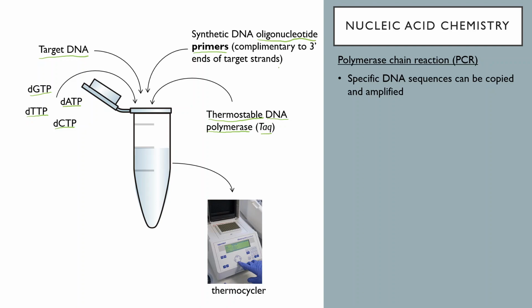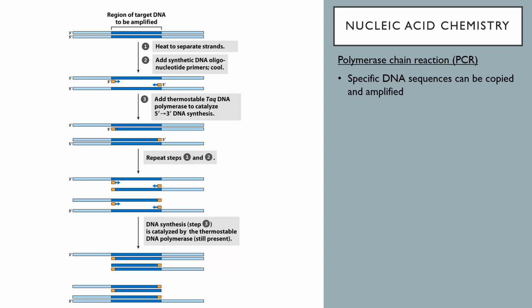And what's important is that the primers are going to be complementary to your target DNA, and they're going to bind to the target DNA at the 3' end of those strands. And the reason is that DNA polymerase will only add bases to the 3' end of an existing strand. So the primer is basically a marker that tells the DNA polymerase where to start copying from.